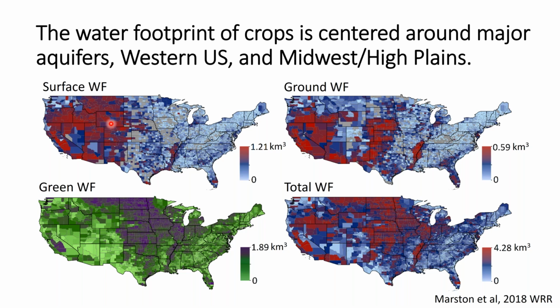Surface water footprint for crop production mainly occurs in the western United States, as we would expect. The green water footprint is largely in the Midwest, the Corn Belt region. A lot of that's rain fed. A lot of the land is dedicated toward crop production in these states. And then our total water footprint is shown here. This is a combination of all surface water, groundwater, and green water.